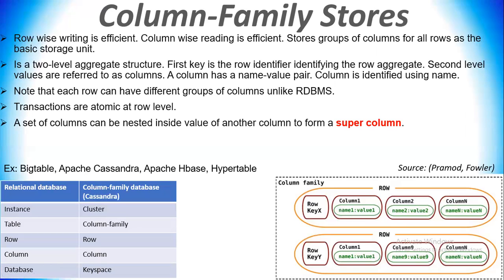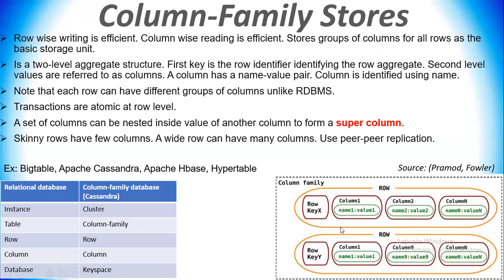which is an aggregate within an aggregate, right? So those rows which have a small number of columns are skinny rows. Others are known as wide rows. That means because in column family stores, the number of columns can vary. When the number of columns is less, it is known as skinny. Otherwise, it is wide.